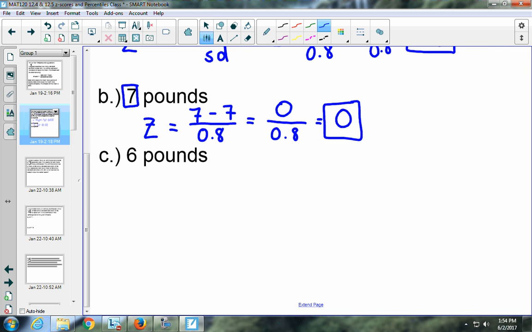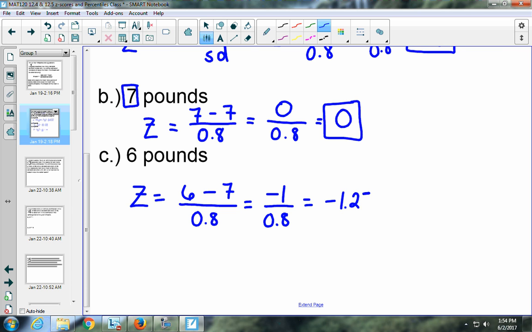For part C, our data item now is 6 pounds. So we'll have the data item of 6 minus the mean of 7 divided by the standard deviation of 0.8. When you subtract, be careful, don't drop your negative sign. When we divide, we find that our z-score is negative 1.25. That tells us that 6 pounds is 1.25 standard deviations below the mean.